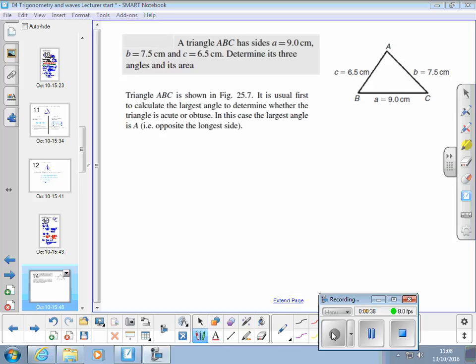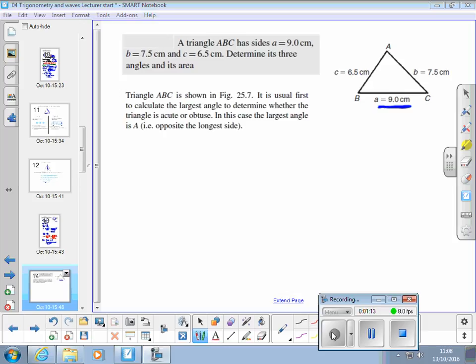So in a problem like this one here, we've been given all three sides and asked to solve it. In this case, probably the best way to tackle it is to find the largest angle first. And the largest angle is going to be opposite the longest side. So the longest side here is A, and we've been given all three sides.